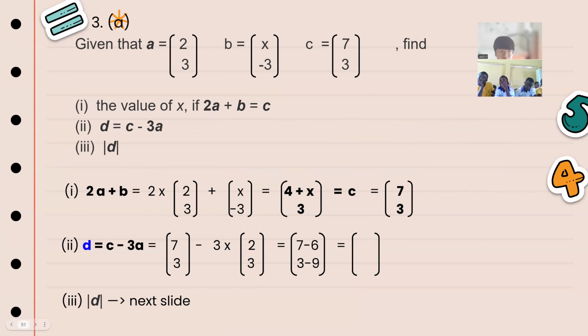Now let's get back into our BEC questions. So here, let's look at this one. Given that A is 2, 3, B is x, negative 3, and C is 7, 3. And the question asks to find the value of x if 2A plus B equals C.